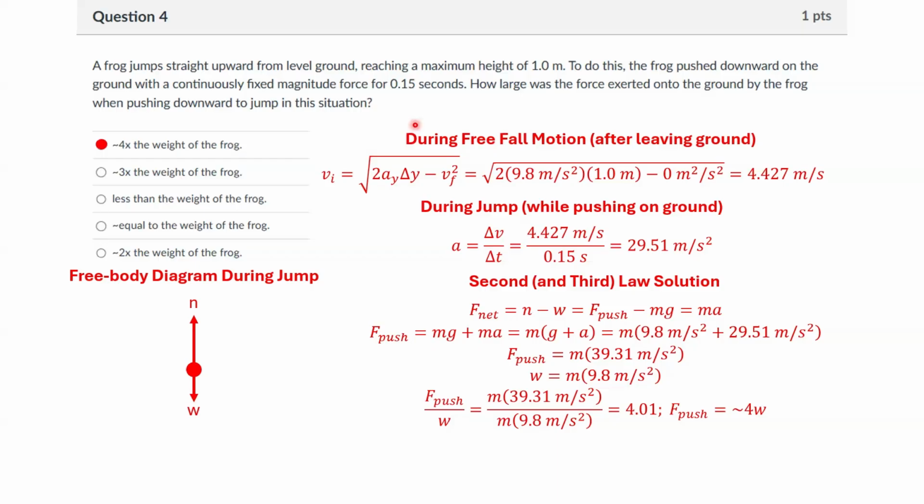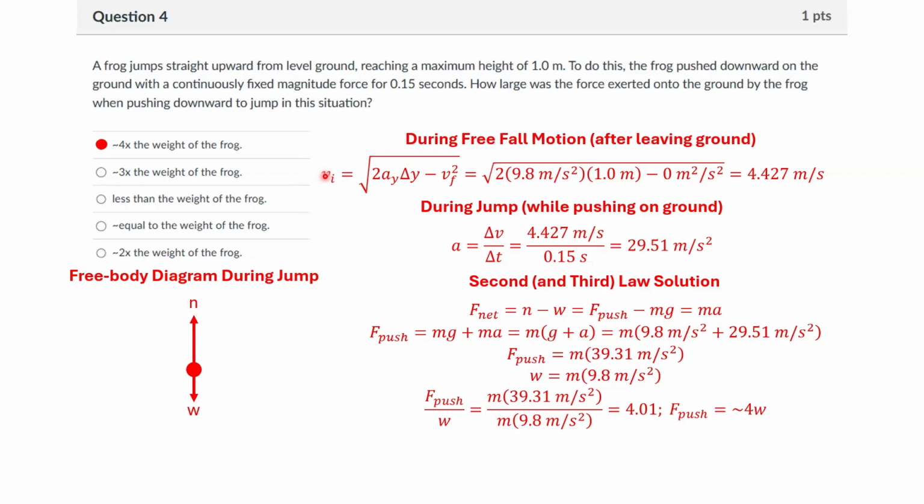I'd go back to the kinematics chapters we just did for exam 1, and I'd say I have a kinematics equation that says v final squared is equal to v initial squared plus twice a constant acceleration multiplied by a vertical displacement in this case. If I rearrange that, I can solve for the initial velocity. This is the period of time while the frog was airborne, not in contact with the ground.